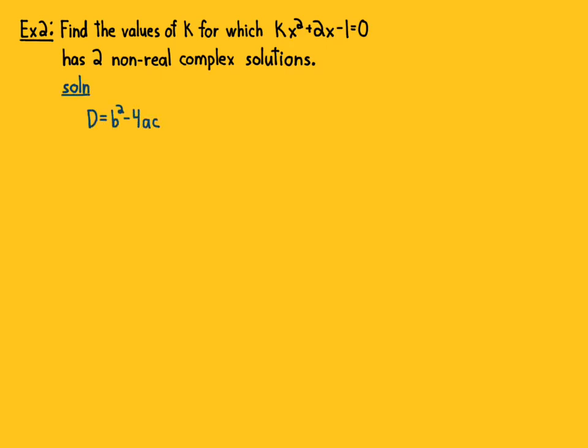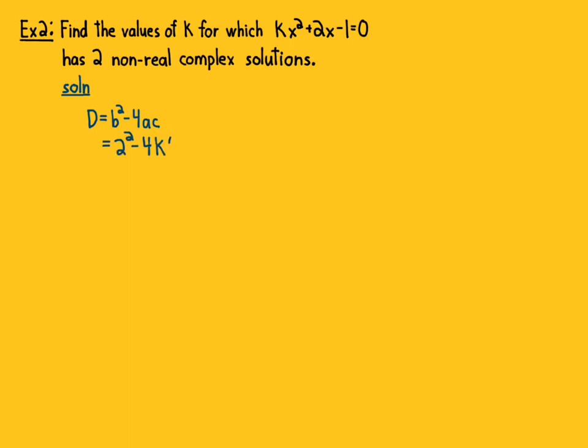When it says I want two non-real complex solutions, what does it mean? It means I want D to be negative. The discriminant I want to be negative. So I'll take the square root of a negative when I do the quadratic formula, right? So I just write out my formula for the discriminant. D equals b squared minus 4ac.